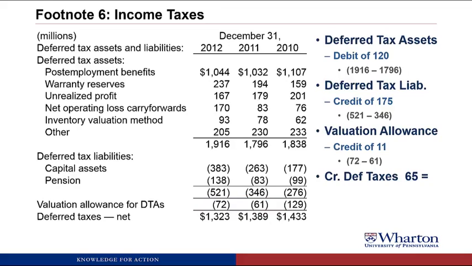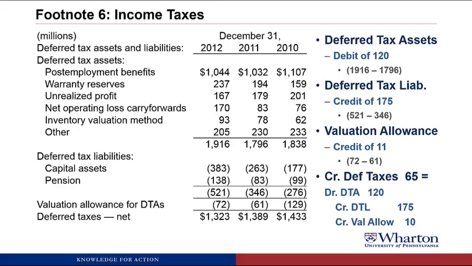So instead of having just a credit to deferred taxes for 65, we can replace this credit with a debit to deferred taxes of 120, a credit to deferred tax liabilities of 175, and then to balance it out, a credit to the valuation allowance of 10. Now, this is not a journal entry where we need our debits to equal our credits. Instead, these three items are replacing the credit of 65. So we need these three items to add up to a net credit of 65. And as I'll show you in a second, we'll replace that in the journal entry.